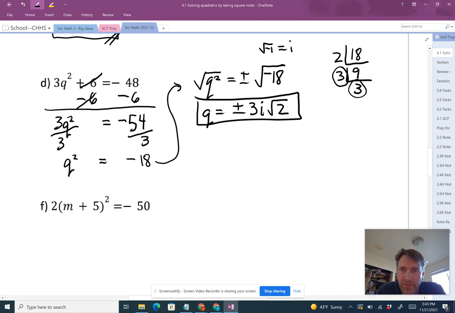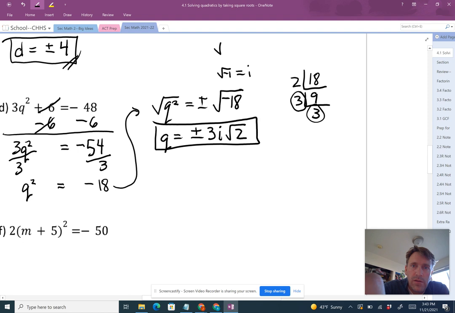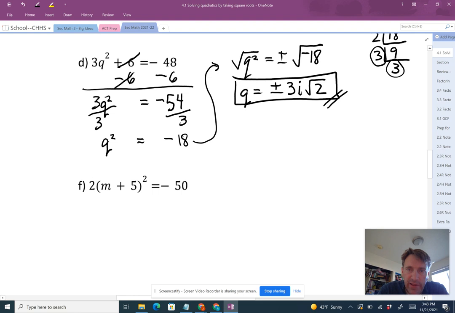Because the square root of negative 1 is equal to i. And so the square root of negative 18 is equal to the square root of negative 1 times the square root of 18. And so we simplify the square root of 18, which is 3 square root of 2, and the square root of negative 1 is i. And so this is our final answer for that problem.